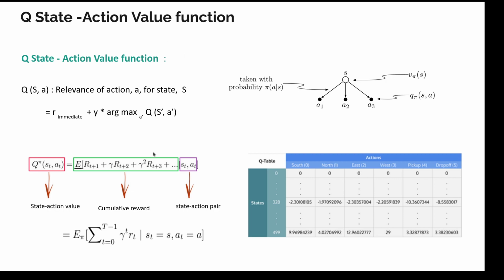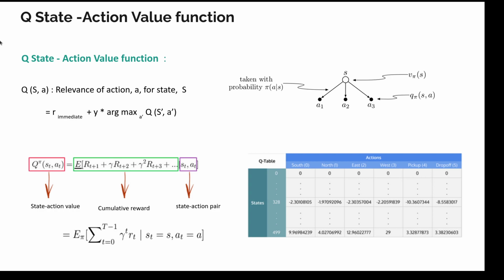Now coming to this calculation, this should be very clear to you people. What is the Q state action value? The quality of a state is the relevance of action A for state S. So it is what you are getting immediately, R immediate, plus gamma into whatever the next state is, S dash. What is the value of that state, which is again defined in terms of Q to have a recurrence equation: gamma into argmax. If you don't put argmax, it's not useful here. So argmax, take action A dash, so it is Q of S dash and A dash.